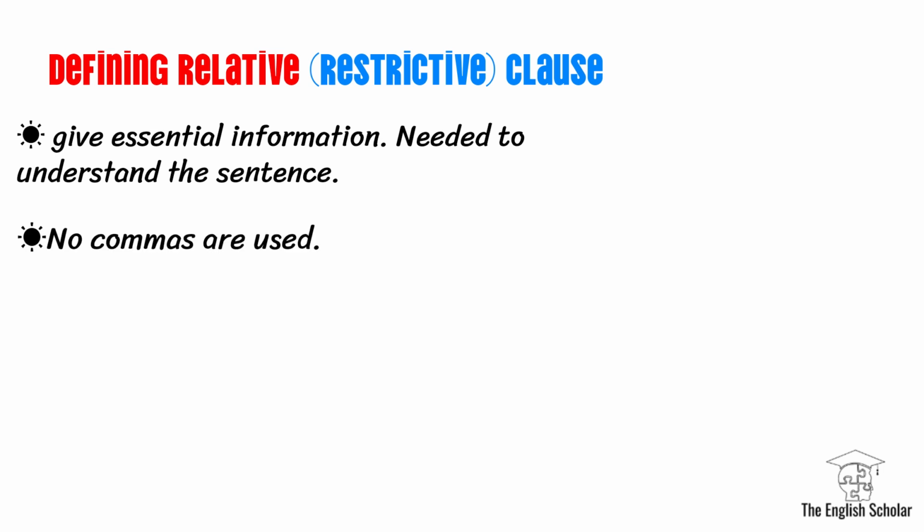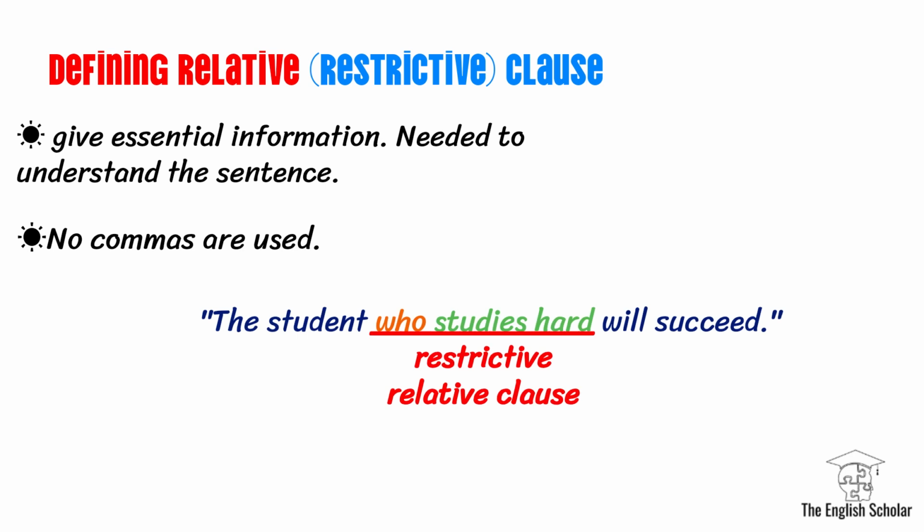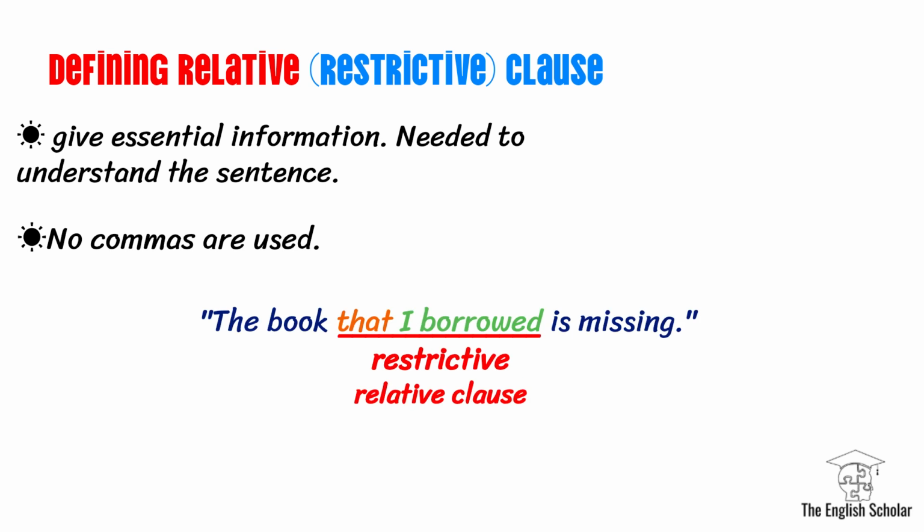They are used with no commas. Example, the student who studies hard will succeed. We need this info to know which student. The book that I borrowed is missing. Which book? The one I borrowed. Not just any book. Without the clause, the meaning changes or isn't clear.